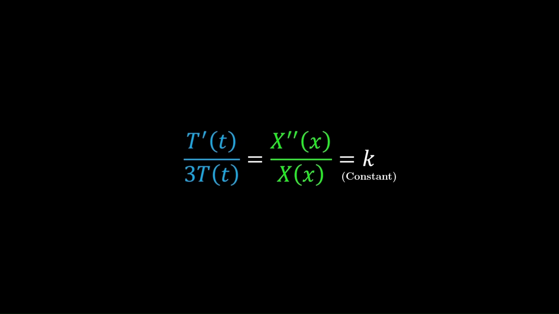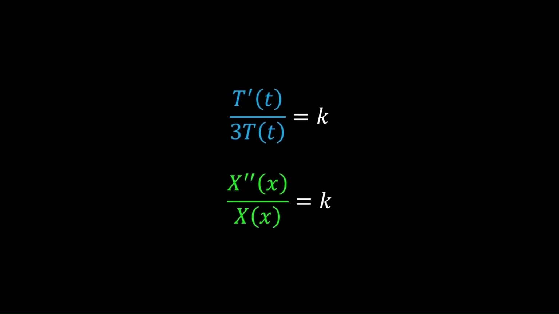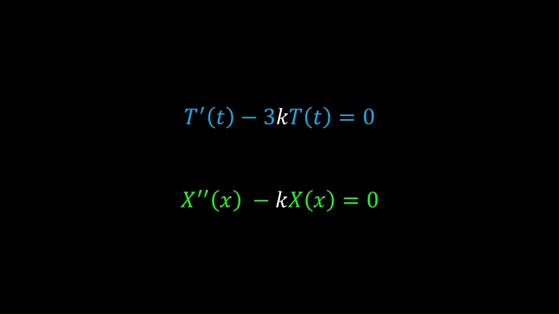We can then write two independent equations, one that governs capital T with input t, and one that governs capital X with input x. We can perform some rearrangements, and we see that we end up with two separate ordinary differential equations, which we can solve using the techniques we have already established for ordinary differential equations. Now, in order to solve these separate ordinary differential equations, we need boundary conditions for each equation: two boundary conditions for capital X and one initial condition for capital T.